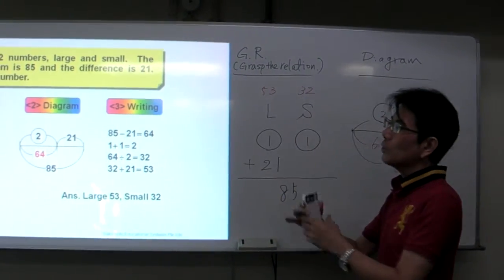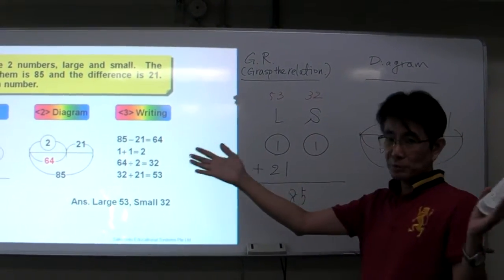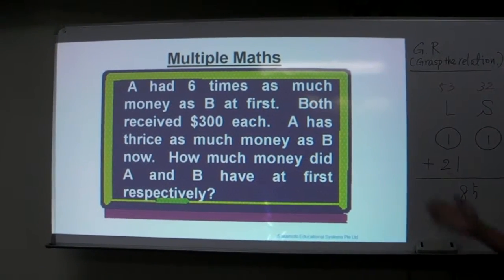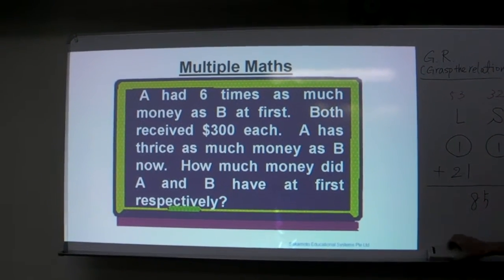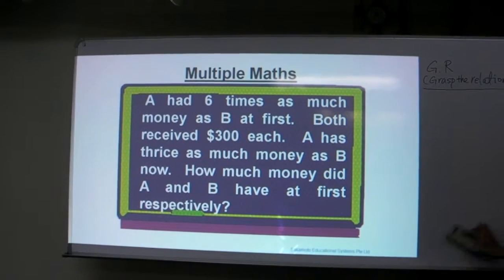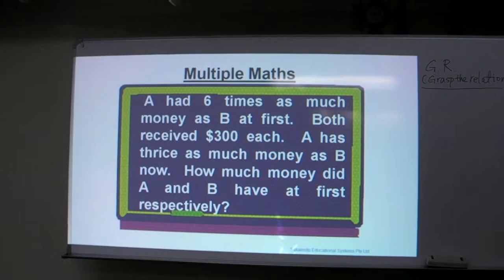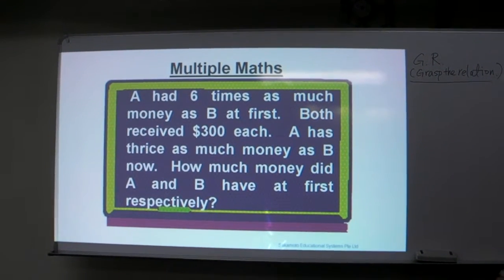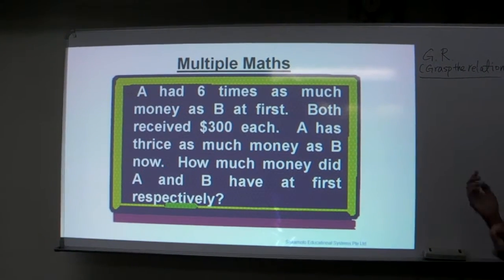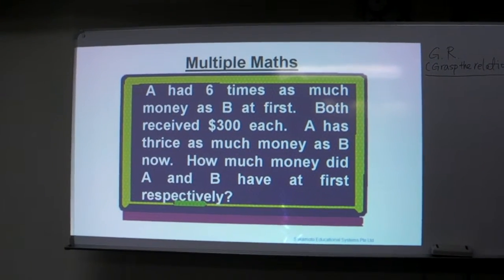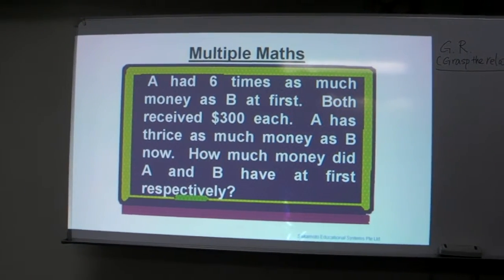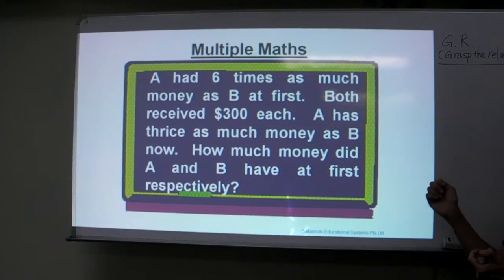So now we will apply this GR to other types of questions. The next question is an upper primary ratio type question. Please read the question carefully. Two people are involved, A and B. Mr. A has 6 times as much money as B at first. Later on, each person receives $300. So in the end, now A has thrice as much money as B. How much money did they have at first?